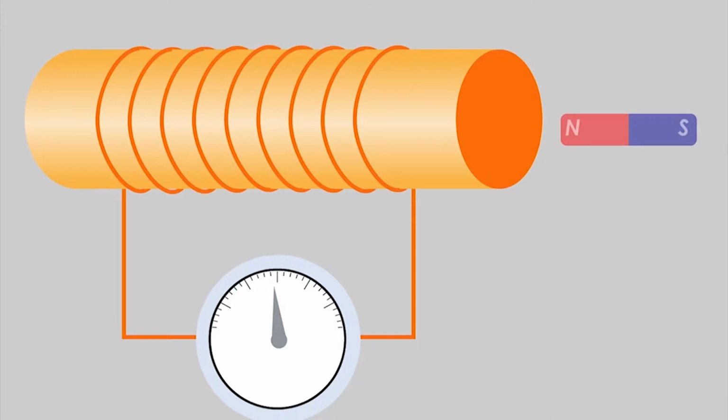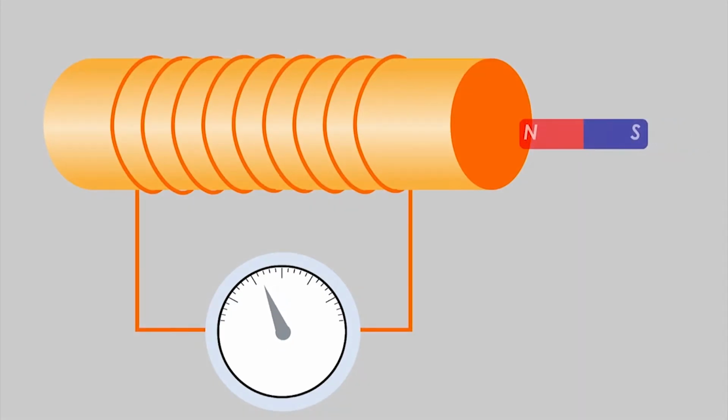For that, here I have a solenoid and a bar magnet. Now we know that a bar magnet has a magnetic field around it, and the direction of the magnetic field is from the north pole to the south pole. Now I am going to bring this bar magnet towards the solenoid, and when the north pole of the bar magnet is brought towards the solenoid, we can see that there is a deflection in the galvanometer.